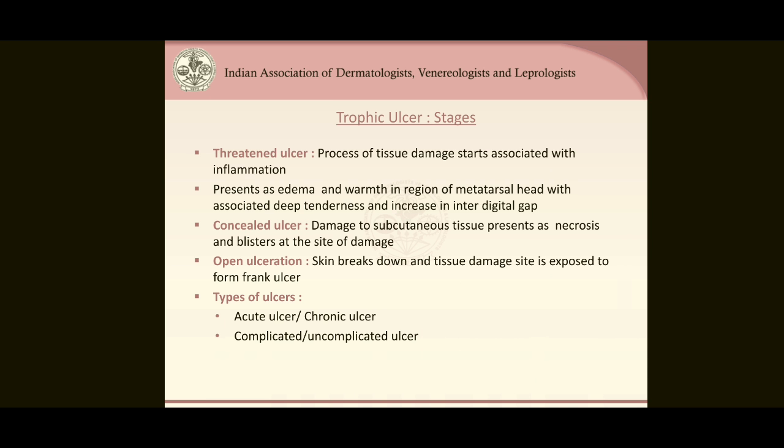So the stages include, first will be threatened ulcer, wherein the process of the tissue damage starts associated with inflammation. It presents as edema and warmth in that region of metatarsal head with associated deep tenderness and increase in interdigital gap. Concealed ulcer, it is damage to the subcutaneous tissue, presents as necrosis and blisters at the site of damage. Open ulceration, finally when the skin breaks down, tissue damage site is exposed to form frank ulcer. Types of ulcers are acute ulcer or chronic ulcer, complicated or uncomplicated ulcer.